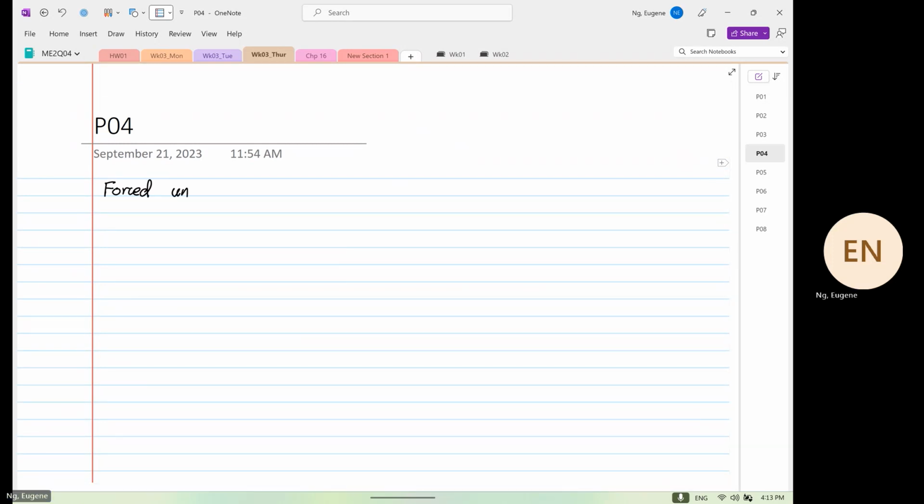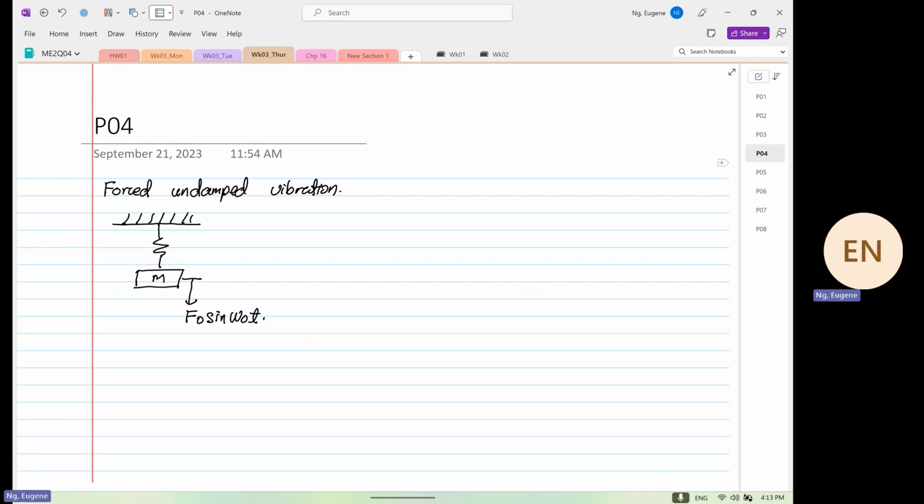Forced undamped vibration. So for this case, we have a spring. We have a mass. And then we have f naught sine omega naught t function. So now again, to assemble this, you need to find what is your general equation.